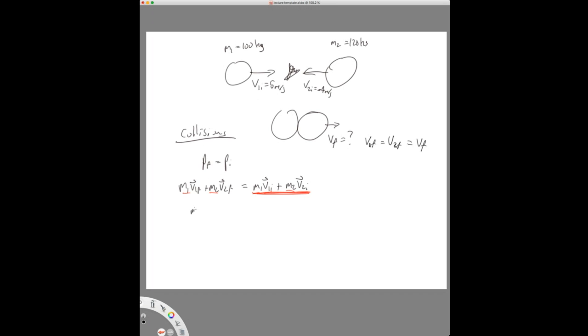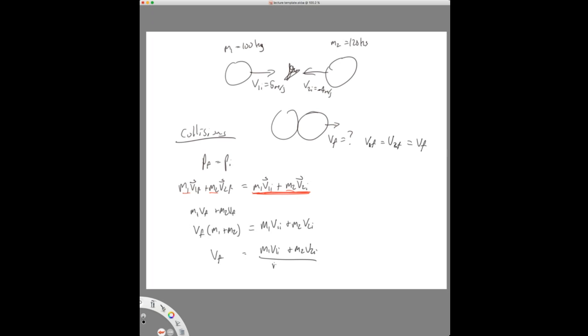So we can say this is really M1 V final plus M2 V final, or factoring out the V final, we have V final times M1 plus M2. And that's equal to M1 V1 initial plus M2 V2 initial. And I'm not going to keep writing vector signs over the top. We're just going to remember that velocity is a vector, so we have to pay attention to the sign.